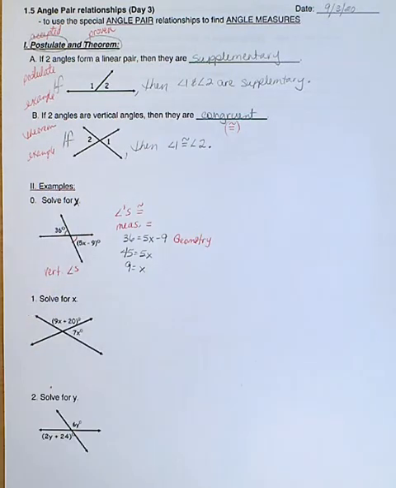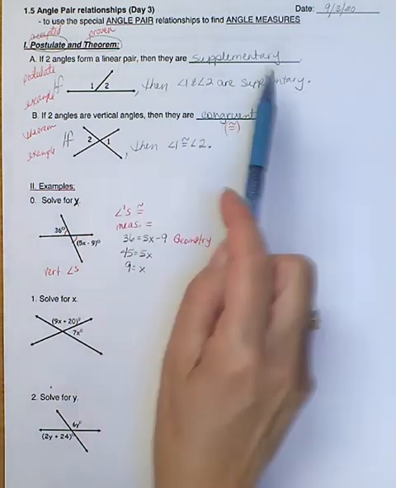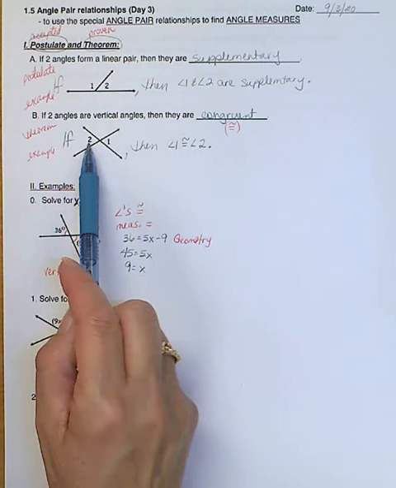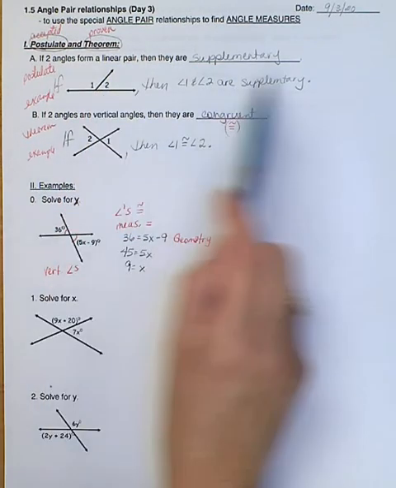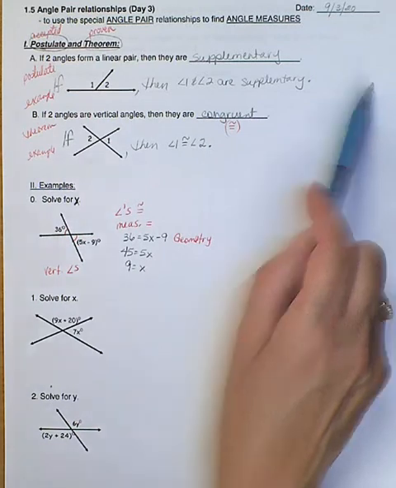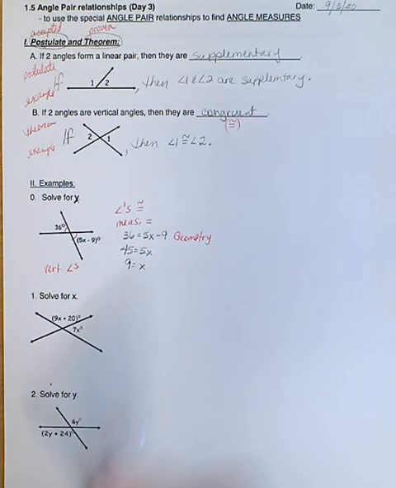So let me review this one more time. If you've got a linear pair, we're going to say they're supplementary. If they're vertical angles, they're congruent. If they're a linear pair and they're supplementary, they're going to add together. If they're vertical angles, they're congruent, which means they're equal. Okay, so let's look at example 1, which you should be doing on your paper.